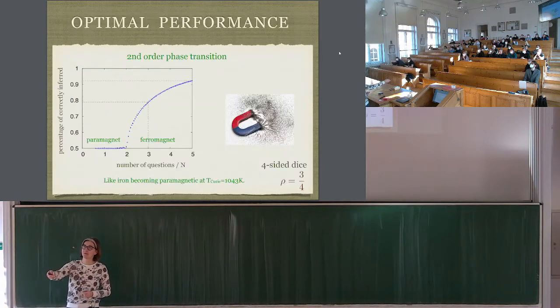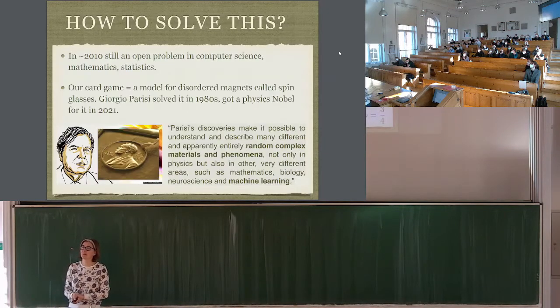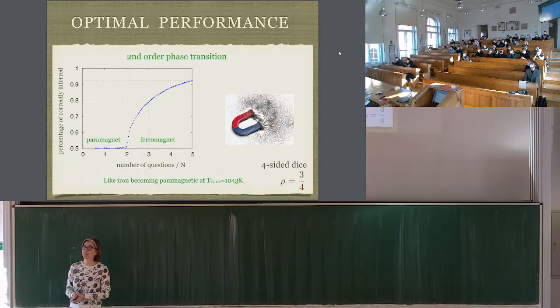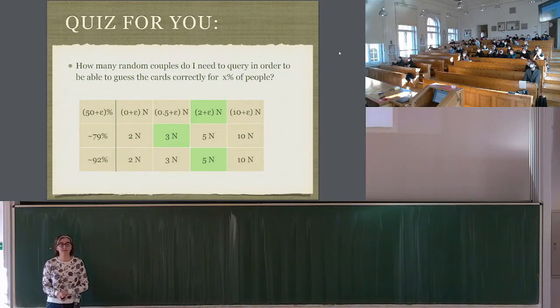Before going to first order phase transitions, now you see that this graph gives you the solution to the quiz, right? You just need to see, oh, it's with 2 questions per person that I start to do better than random, and at 3 questions per person that I do about this 79%, and those are the lines in the figure. For the 92%, I need 5 questions per person. And so in green are the right answers to the quiz, directly read off that graph.